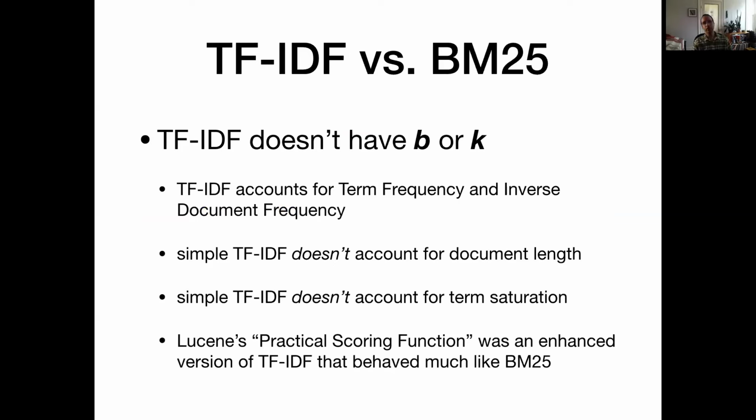You might wonder, we didn't talk much about TF-IDF in this talk as a scoring algorithm, but we did talk about TF and IDF, what they each mean. And you may know that TF-IDF was the predecessor to BM25. And you might wonder kind of what's the difference? How does BM25 improve on TF-IDF? Well, a simple way to think about it is just that TF-IDF doesn't have B or K.